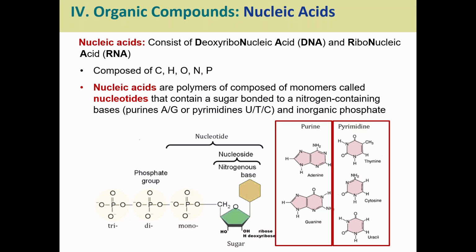Nucleic acids are built using the monomers called nucleotides. And nucleotides have the same basic shape. We have a pentose sugar, like deoxyribose or ribose. We have a nitrogen-containing base, and we have an inorganic phosphate group, or PO4. Those are the three main parts of a nucleotide. And the nucleic acid is made when we link multiple nucleotides together.